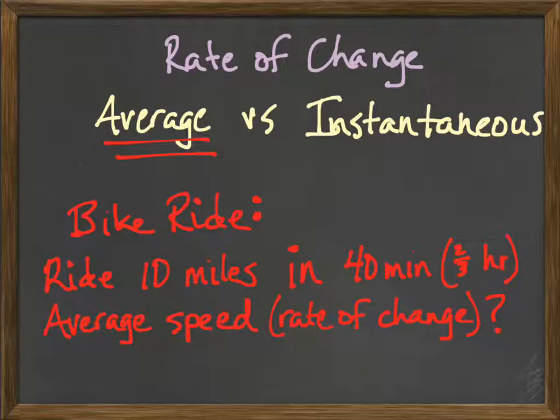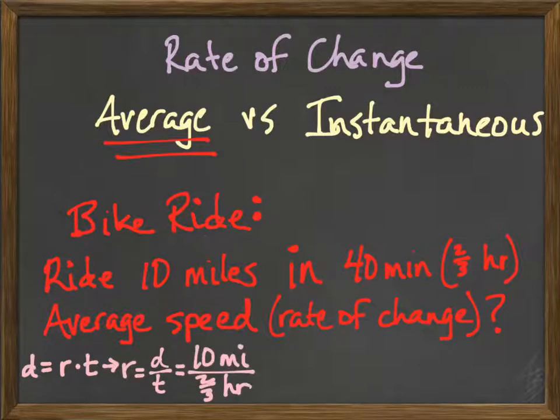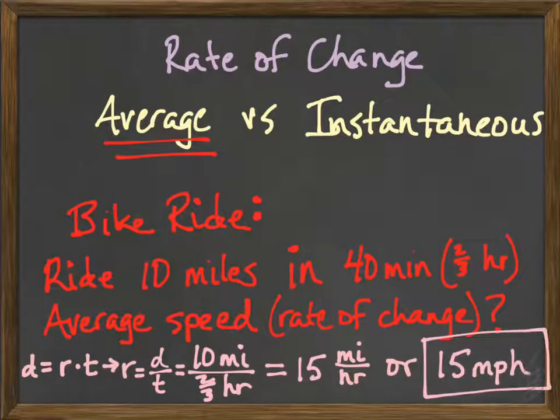We can use a formula: distance equals rate times time. So this is a formula saying that if we know how fast we're going and how long we travel at that speed, we can find our distance traveled. And since we want to find our speed, we can solve that equation for r, and we get rate equals distance divided by time. Plugging in the information we know, 10 miles divided by 2/3 of an hour, we know that over that 40-minute time interval, we averaged 15 miles per hour.